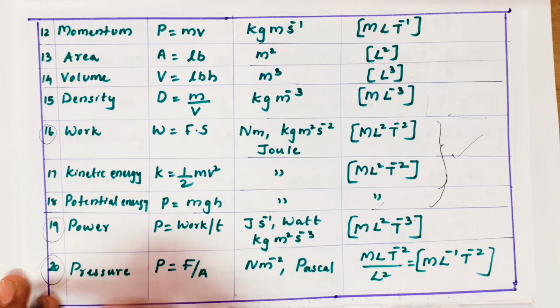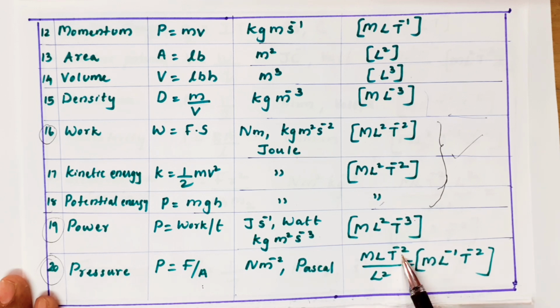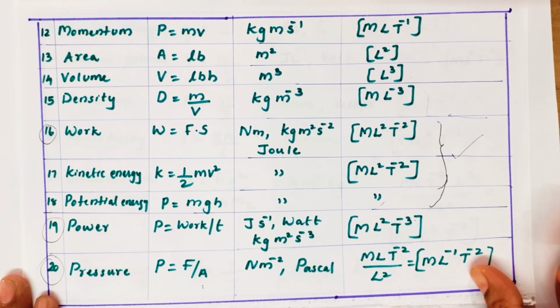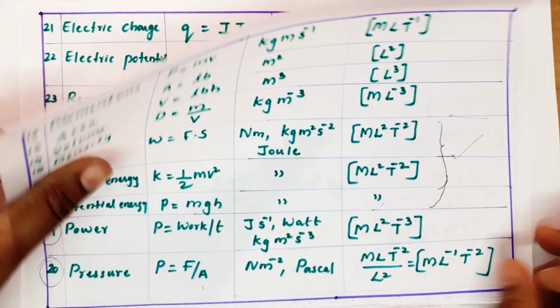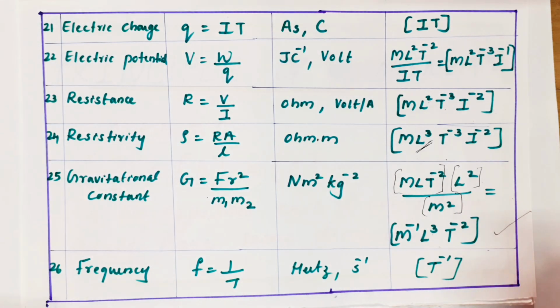Pressure, important. Force by area. Newton meter power minus 2, Pascal. It is also MLT minus 2 by L square. See, we are doing this with the standard units only. So it will be ML minus 1 T minus 2. These are the dimensions of a few quantities. Not all, I am giving only a few.